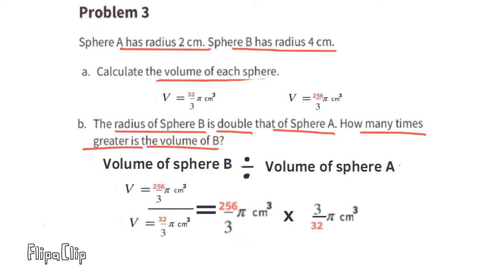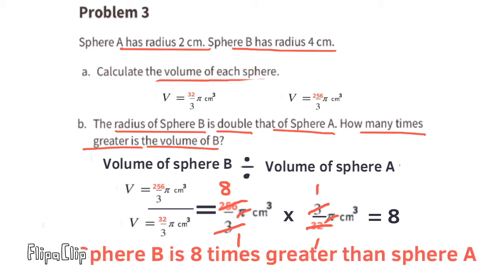Here we can cross cancel. 3 goes into 3 once, 3 goes into 3 once, 32 goes into 32 once, and 32 goes into 256 8 times. 8 times 1 is 8. Sphere B has a volume that's 8 times greater than sphere A.